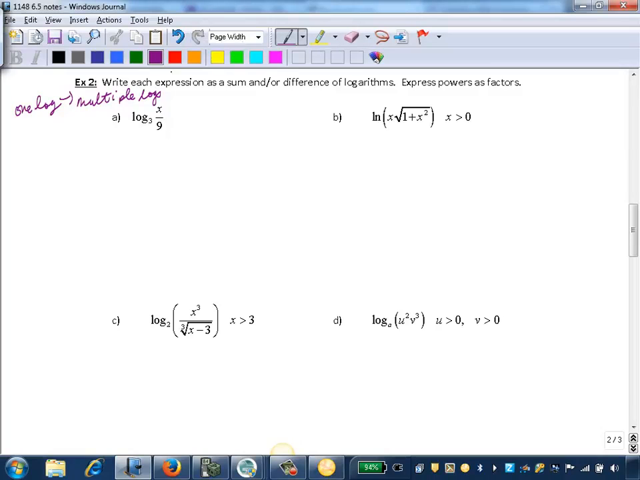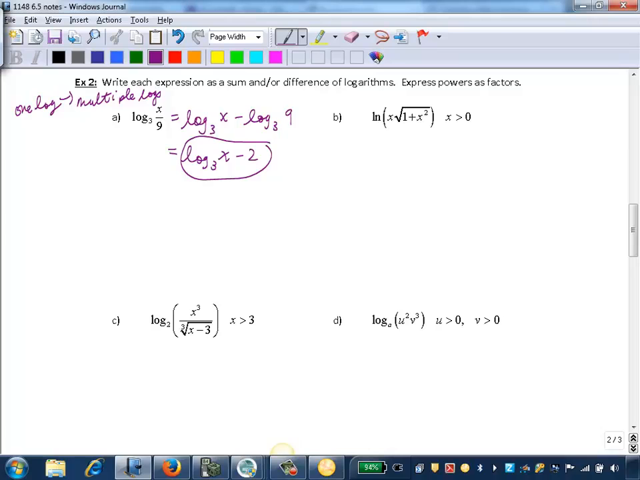Okay, so part A, log base 3 of x over 9. When we take the log of a quotient, that property allows us to split this into log base 3 of x minus log base 3 of 9. So here we've split it up into a difference like the directions said, and then if we can evaluate any further, we want to do that. Well, this is just an x, we can't evaluate log base 3 of x, but we can evaluate log base 3 of 9. 3 to what power gives us 9? We can simplify that into a 2. So we have log base 3 of x minus 2.